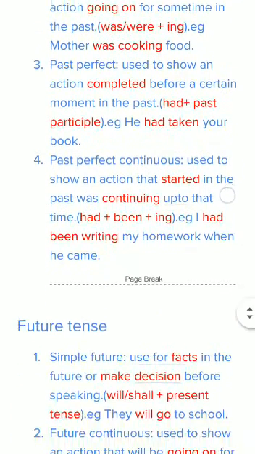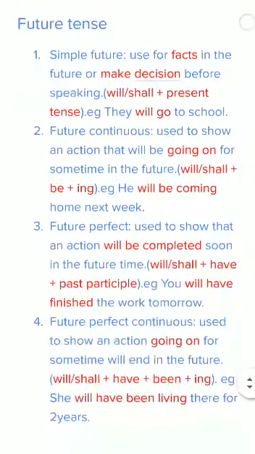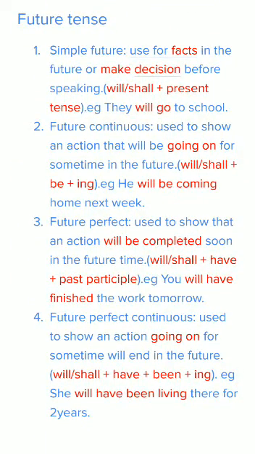Now, the last one, which is the future tense. Future tense also we have four types. The first one is the simple future. We use simple future for facts in the future or to make decision before speaking. Simple future is used to show an action that is going to start soon. And the rule is will or shall plus first form of the verb, which is the present tense. Example, they will go to school. Here the verb will go shows that the decision of going to school has already been made.